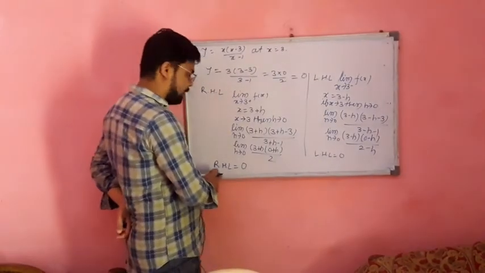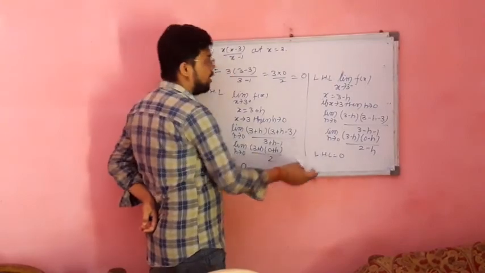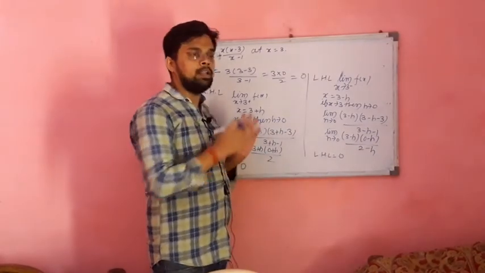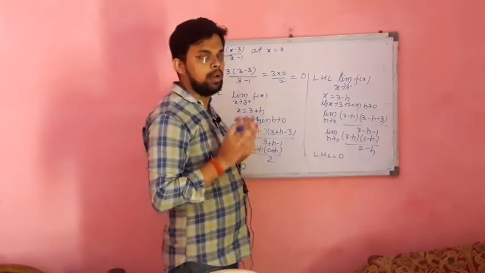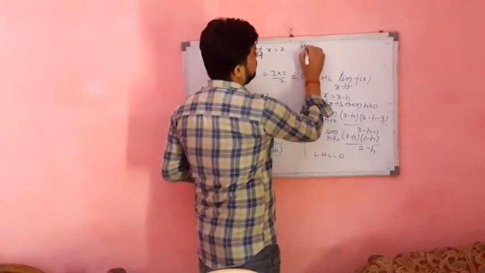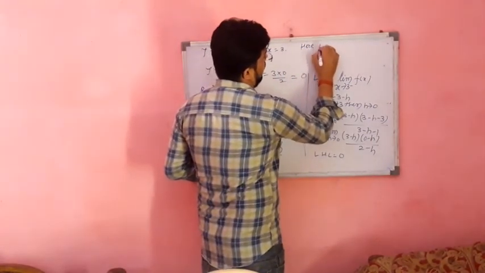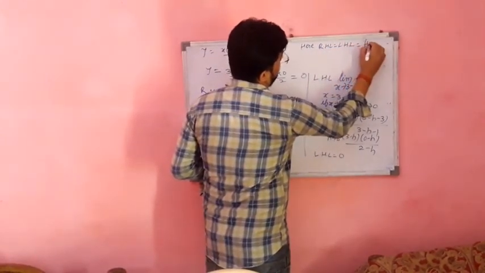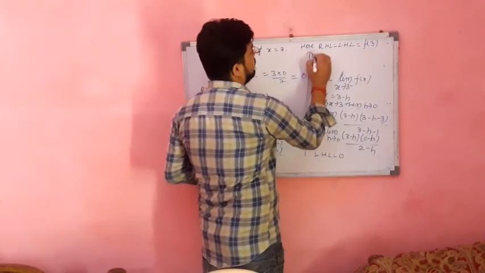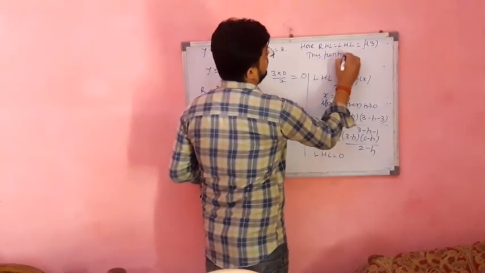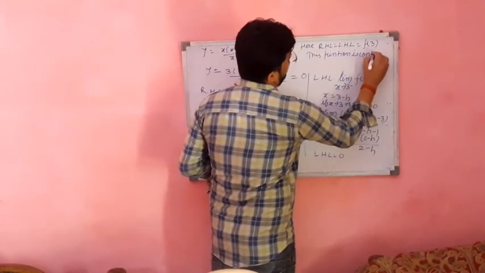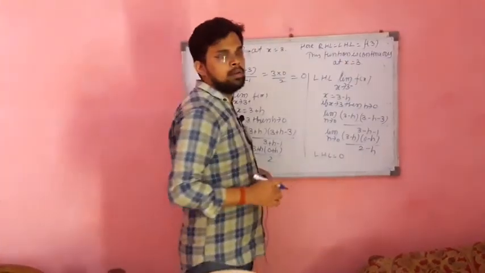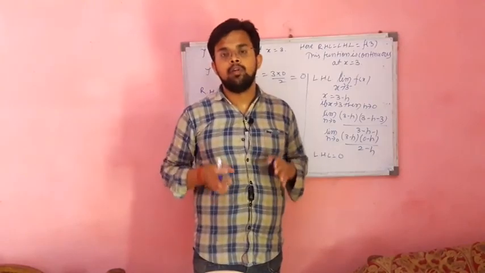Here I am getting RHL is equal to 0, LHL is equal to 0, and the value of the function at x is equal to 3 is equal to 0. So I can say that this function is continuous at x is equal to 3. So in the end I will write here: RHL is equal to LHL is equal to f of 3. This function is continuous at x is equal to 3. So in this way, students, you can easily find the continuity of any function at any given point.